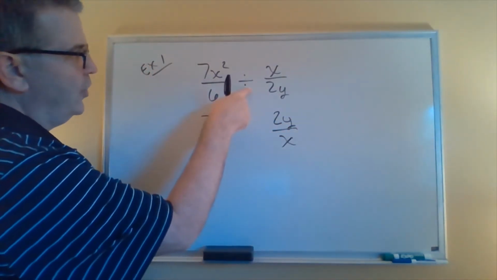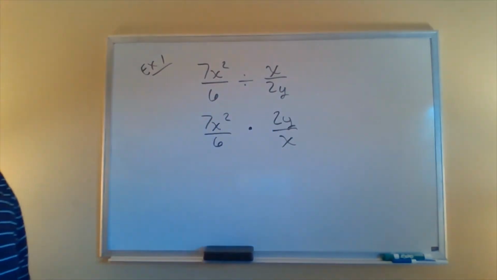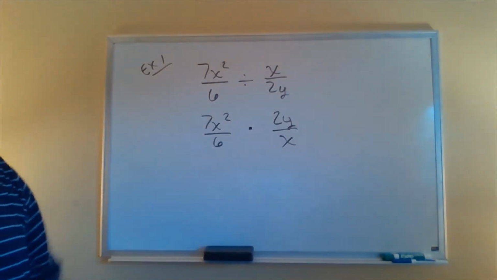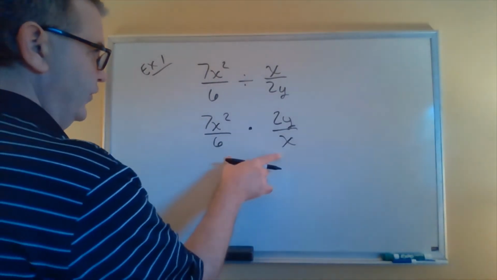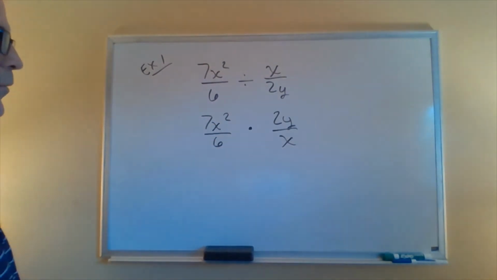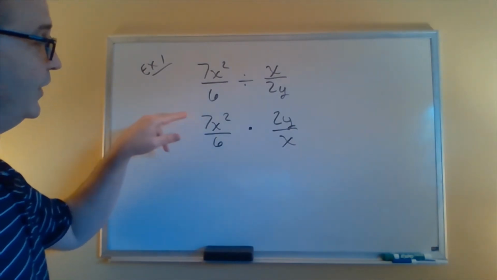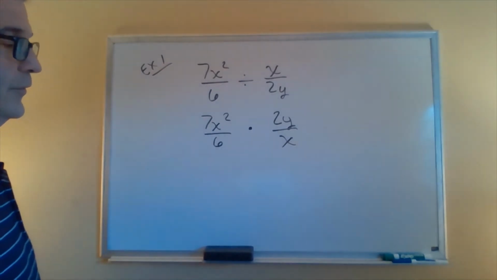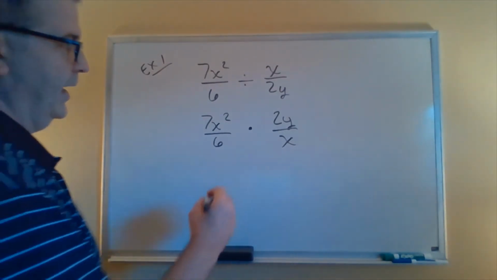And we're going to change our operator. It's no longer going to be a division problem. It's going to be a multiplication problem. So now we have 7x squared over 6 times 2y over x. We're going to factor each expression in the numerator and denominator completely. But looking back, we have monomials in the numerator and the denominator in each fraction. So they're factored completely. There's nothing we can do there. So we'll move on to step 3, which is to rewrite it as one fraction.